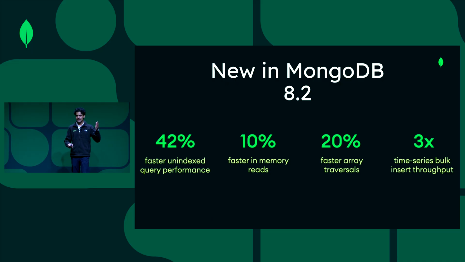And that's not all. With 8.2, we've made even further performance improvements. Faster indexed query performance, faster in-memory reads, array traversal, and time series insert throughput.